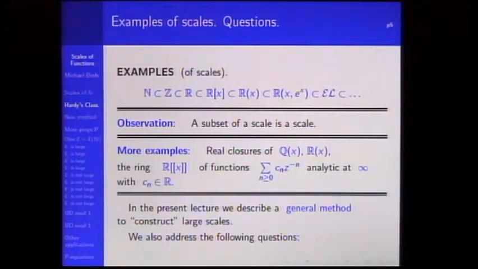Okay. So now, as I told you and promised at the beginning, I want to describe a general method to construct large scales. So what was nice about Hardy's class? Those are all formulas that we use, for example, in analytic number theory. Almost practically any formula when we compare functions belongs to Hardy's class.